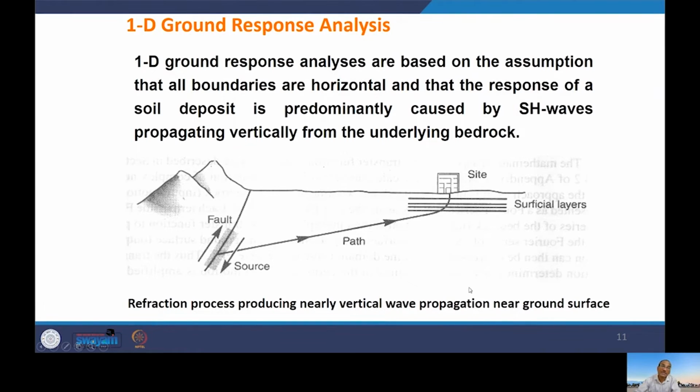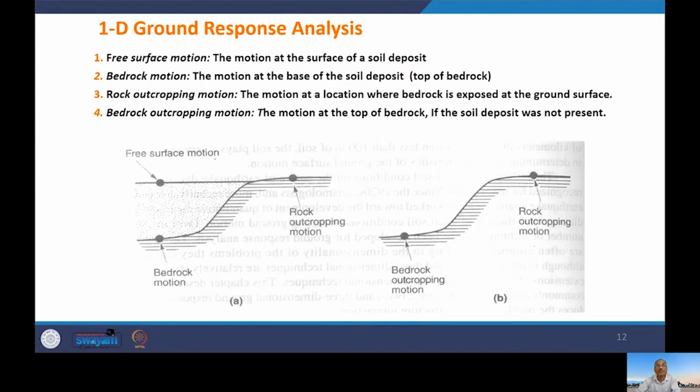So this was the case. Here we assume for 1D, one-dimensional, ground response analysis that these waves consist of SH waves, which are nothing but shear waves with particle motion in the horizontal direction, and the wave is propagating vertically upward. So with this condition, let's define some terminology before we go ahead with the 1D ground response analysis.